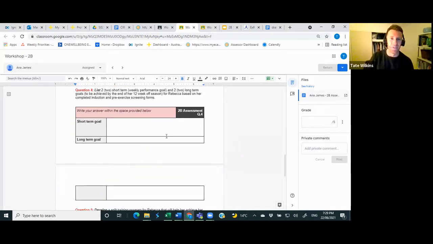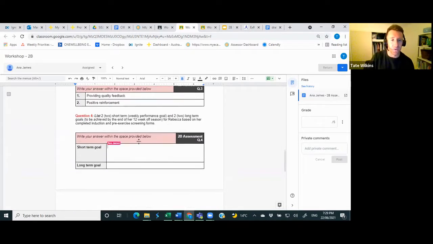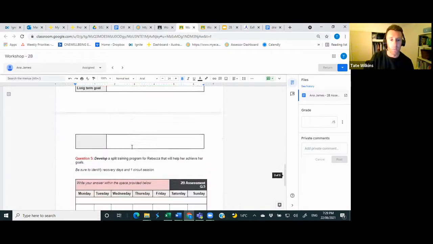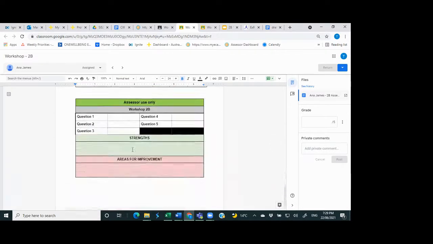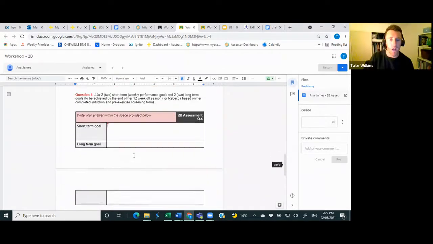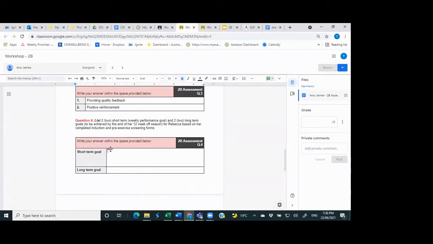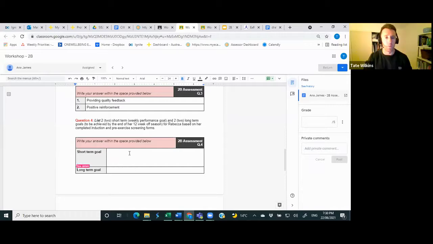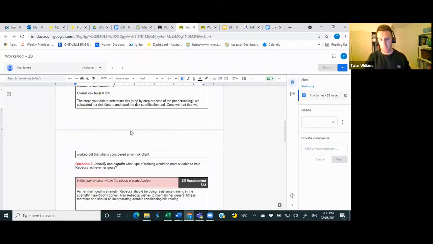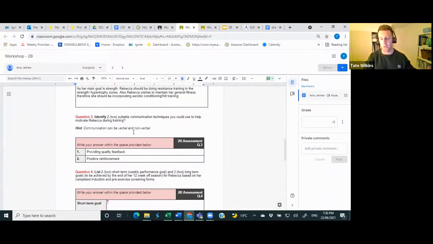No. This one I think says list. Oh, this one I think says list as well. That's good. Actually, this one is short, so we're almost done. Now, I will talk about this one a little bit. It does say list two short-term and two long-term. So for me, I think the easiest way, if we're going to do two, is to make one for strength and one for cardio, because those are the two areas she's identified.